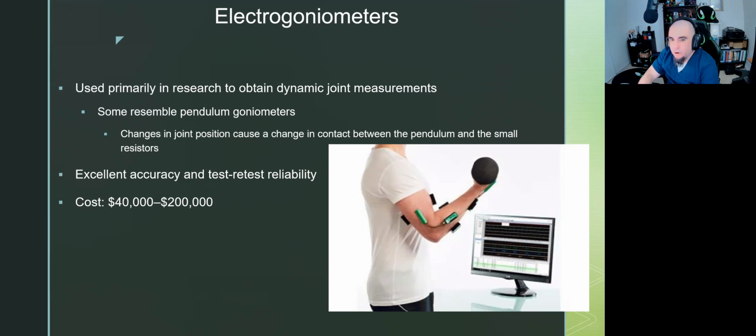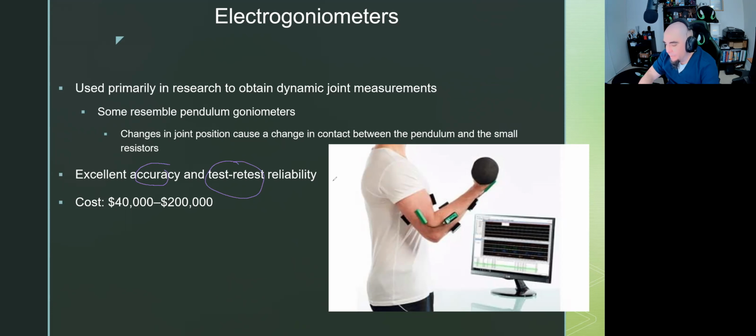Here's some of those cool electro goniometers. Again, these are really expensive. These are definitely not something you're going to see in our clinic. The software itself is ridiculously expensive. But it measures with small resistors and capacitors. The neat part about these is they have excellent accuracy and retest reliability.